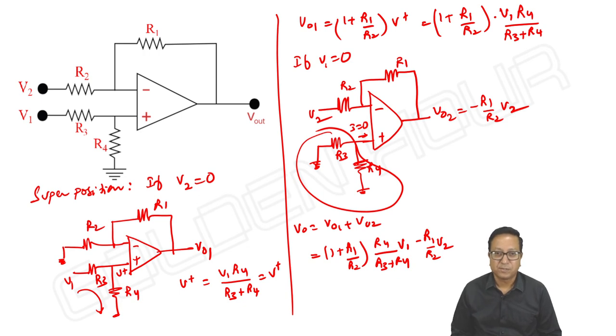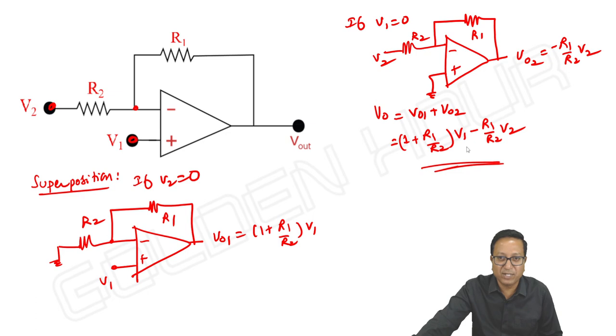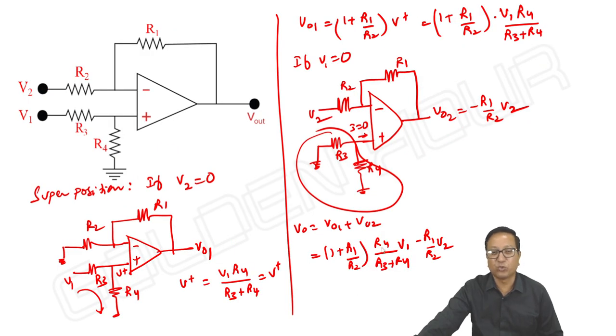Now, it is also not a differential amplifier. V1 is amplified by some amount and V2 is amplified by some amount. Earlier case, I cannot say that both V1 and V2 are amplified by the same magnitude. No, because here it is 1 plus R1 by R2. Here the gain is 1 plus R1 by R2. And as far as V2 is concerned, the gain is minus R1 by R2. So I cannot say that both V1 and V2 are amplified by the same factor. Not possible here.